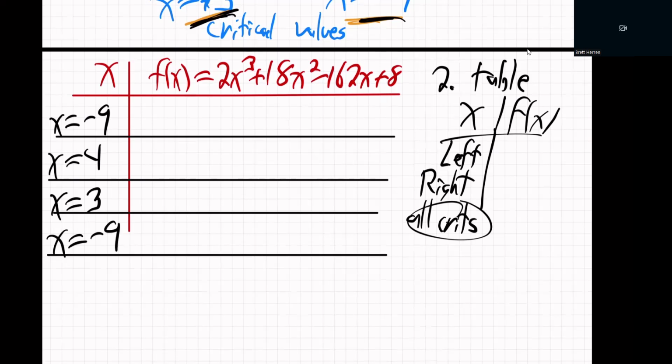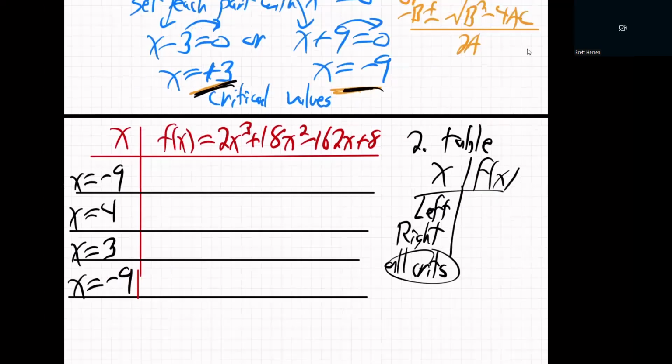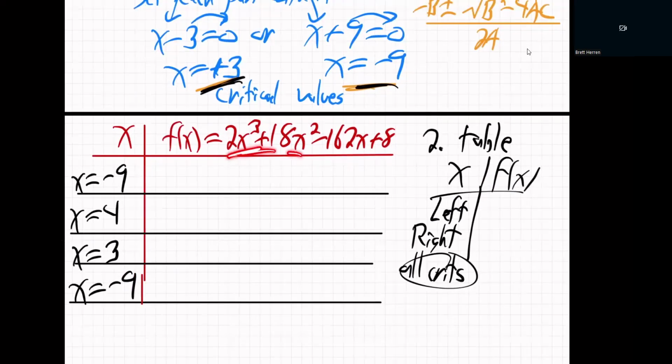All right. So now we're going to take all those and plug them into the function. We're going to take this x and plug it into that function. Let me write that down. We've got to go to Desmos. 2x cubed plus 18x squared minus 162x plus 8.